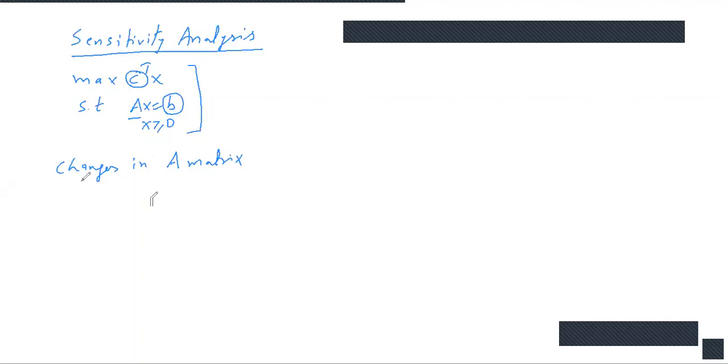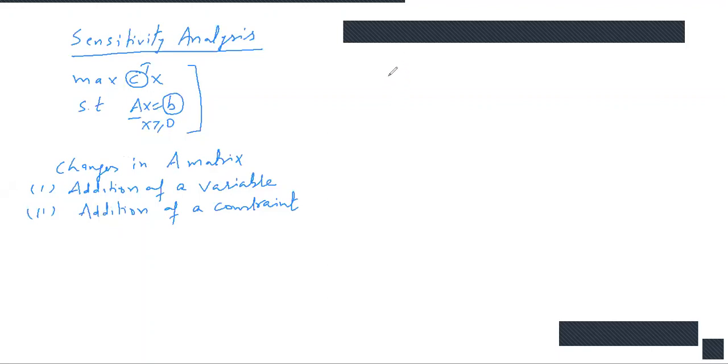So what are the two types of changes that A matrix can have? It can have addition of a variable, and secondly it can have addition of a constraint. Okay, so right-hand side and the cost we have already considered. So let us consider the same problem we discussed yesterday.